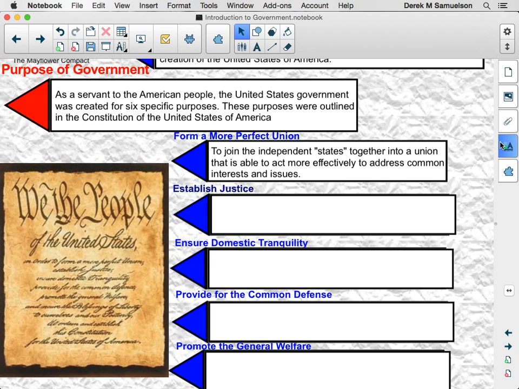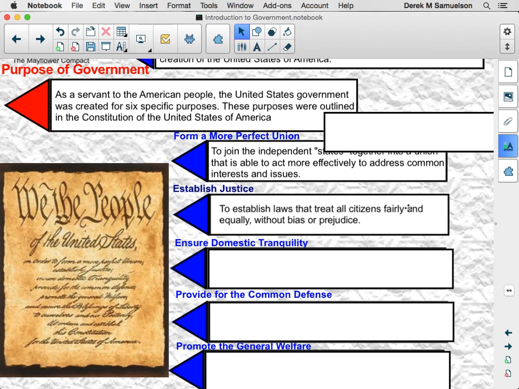So our states, a state like Michigan, is not technically a state. We don't have sovereignty. Therefore, we're not a state. We gave up our sovereignty to the United States government. That government then promises to create a more perfect union, and that we can all act together more effectively to address common interests and common issues.